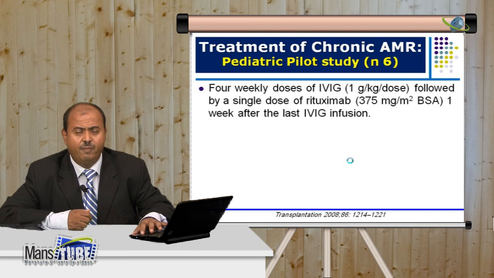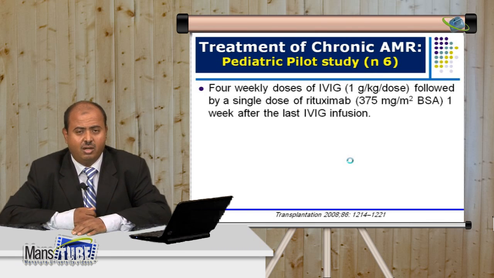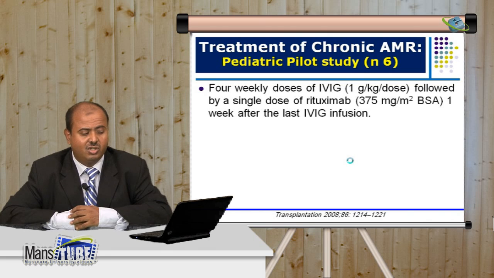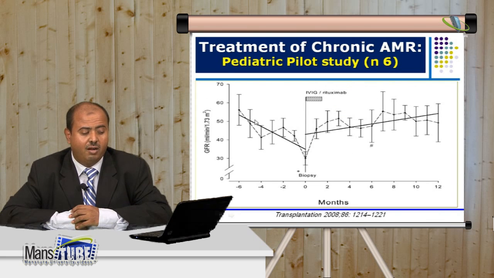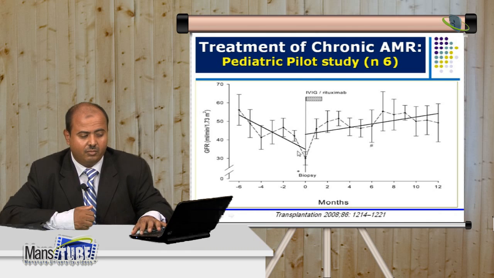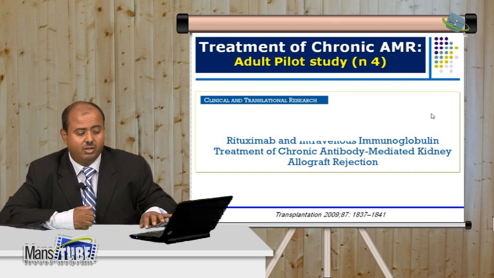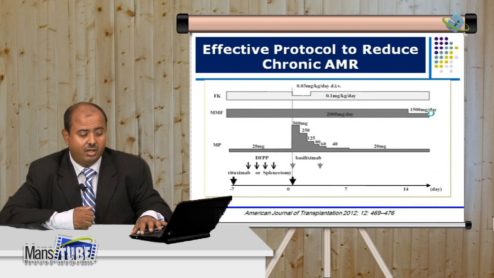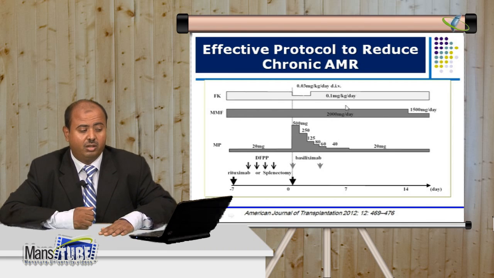What about the treatment of chronic antibody-mediated rejection? This is a pediatric experience in 6 cases. The patients were treated with 4 weekly dosages of IVIG, 1 gram per kg per dose, followed by a single dose of rituximab, 375 milligram per square meter surface area, 1 week after the last IVIG infusion. If you look at the slide, the GFR is decreased before the treatment and after treatment we find an increase in the GFR, improvement of kidney function. In adults, in 4 cases, again, rituximab and IVIG are good for treating chronic antibody-mediated rejection.